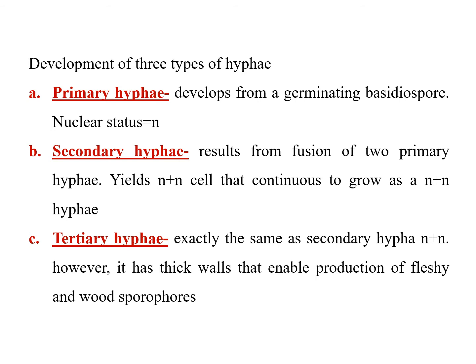It develops from a germinating basidiospore and nuclear status is N, and secondary hyphae results from fusion of two primary hyphae and yields an N plus N cell, that is a dikaryotic cell, which continues to grow as N plus N hyphae. And tertiary hyphae are exactly the same as secondary hyphae, N plus N. However, it has thick walls that enable production of fleshy and woody sporophores, that is fruiting bodies, basidiocarp. This is about the mycelium in Basidiomycota.